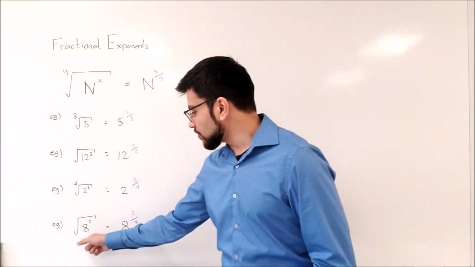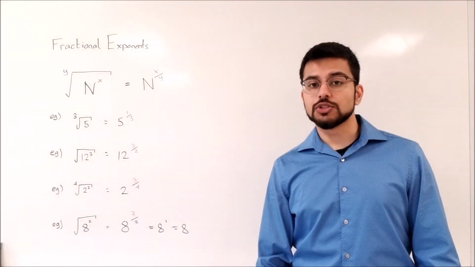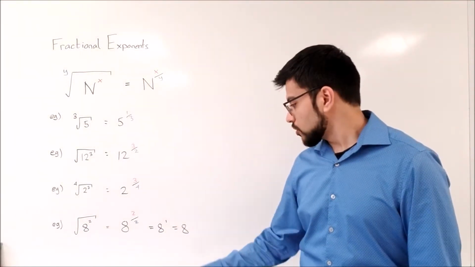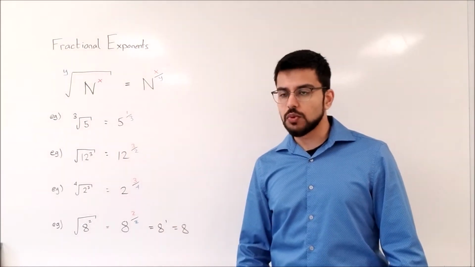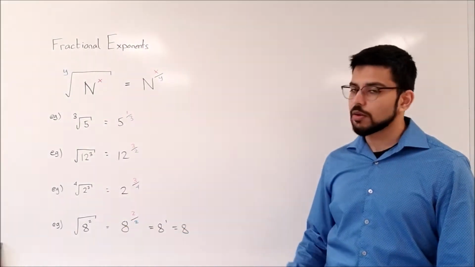And with the final example, we can actually see why, using fractional exponents, roots are the opposite of powers. For instance, if I have the square root of 8 squared, well, my fraction becomes 8 to the 2 over 2. Well, 2 over 2 is just 1. So I just have 8 to the 1, and 8 to the 1 is just 8. So you can see how my square root and my power canceled out. That's why I'm left with just 8.